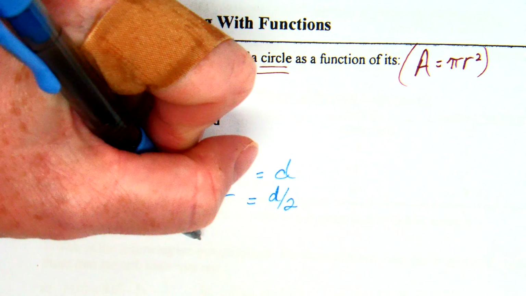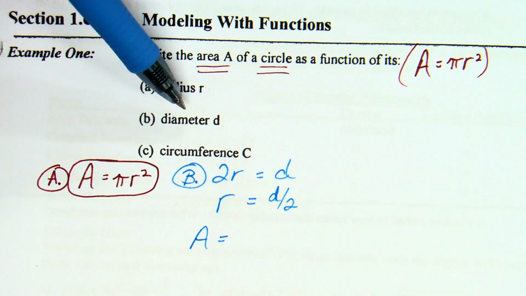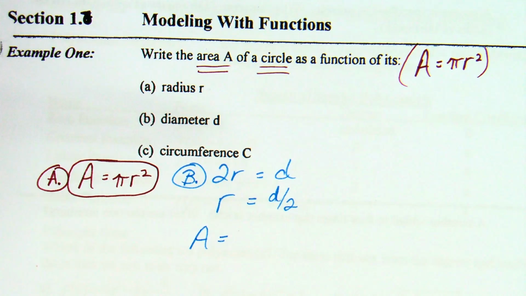I'm trying to write my area formula now. Would it be 2r equals d or 2d equals r? That'd be 2r equals d. I thought you just said the diameter times 2 equals radius. I might have said it backwards.